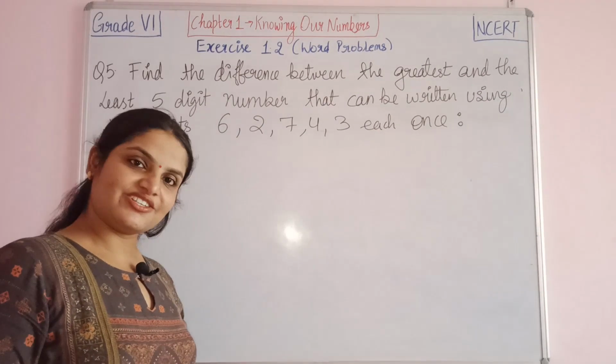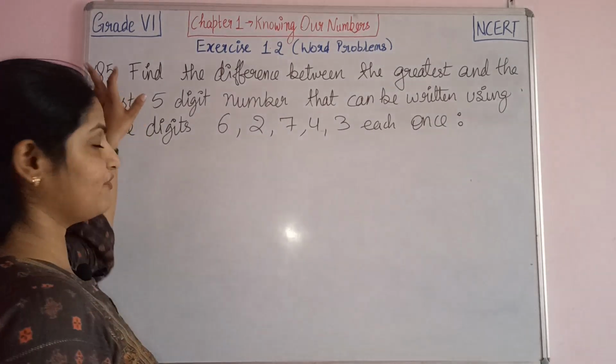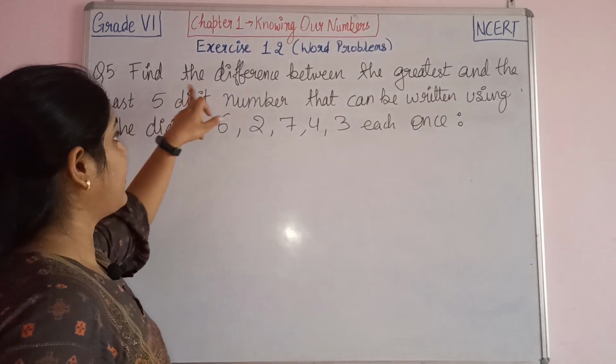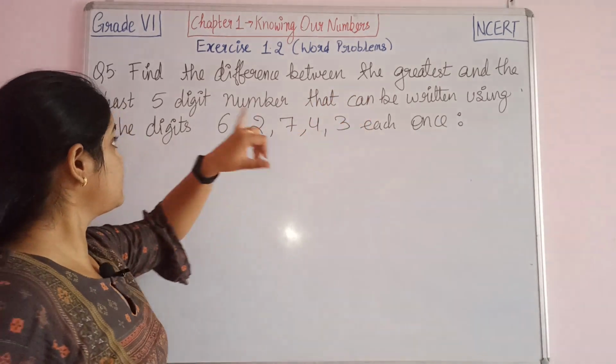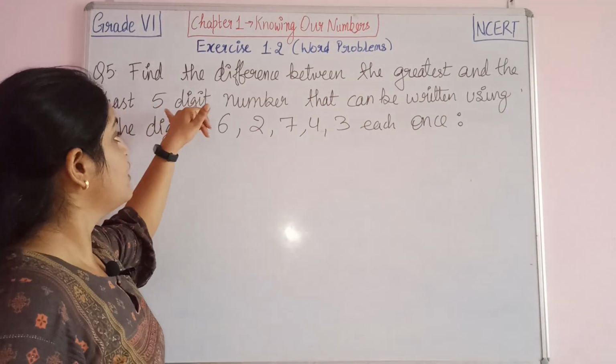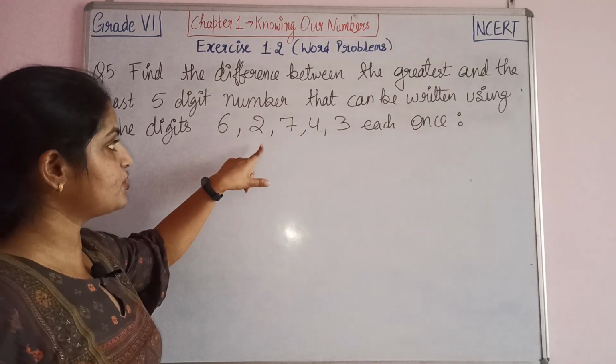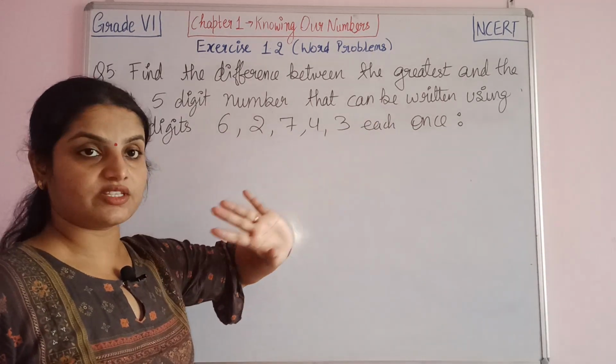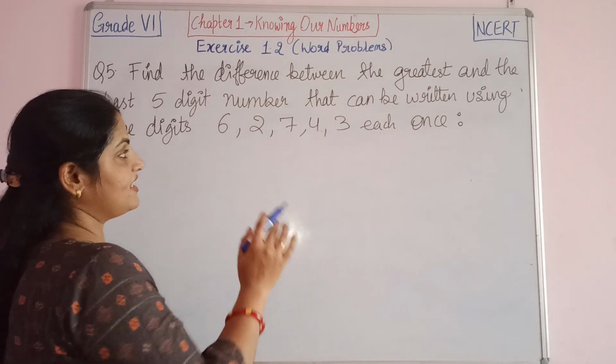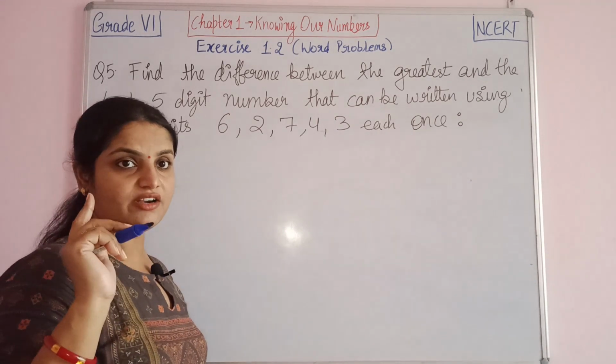Okay, so now let's discuss our third question. I am taking the fifth question for now. Find the difference between the greatest and the least or smallest 5-digit number that can be written using the digits 6, 2, 7, 4 and 3 each one. So we are not doing repetition here. Each digit we have to take only one time.